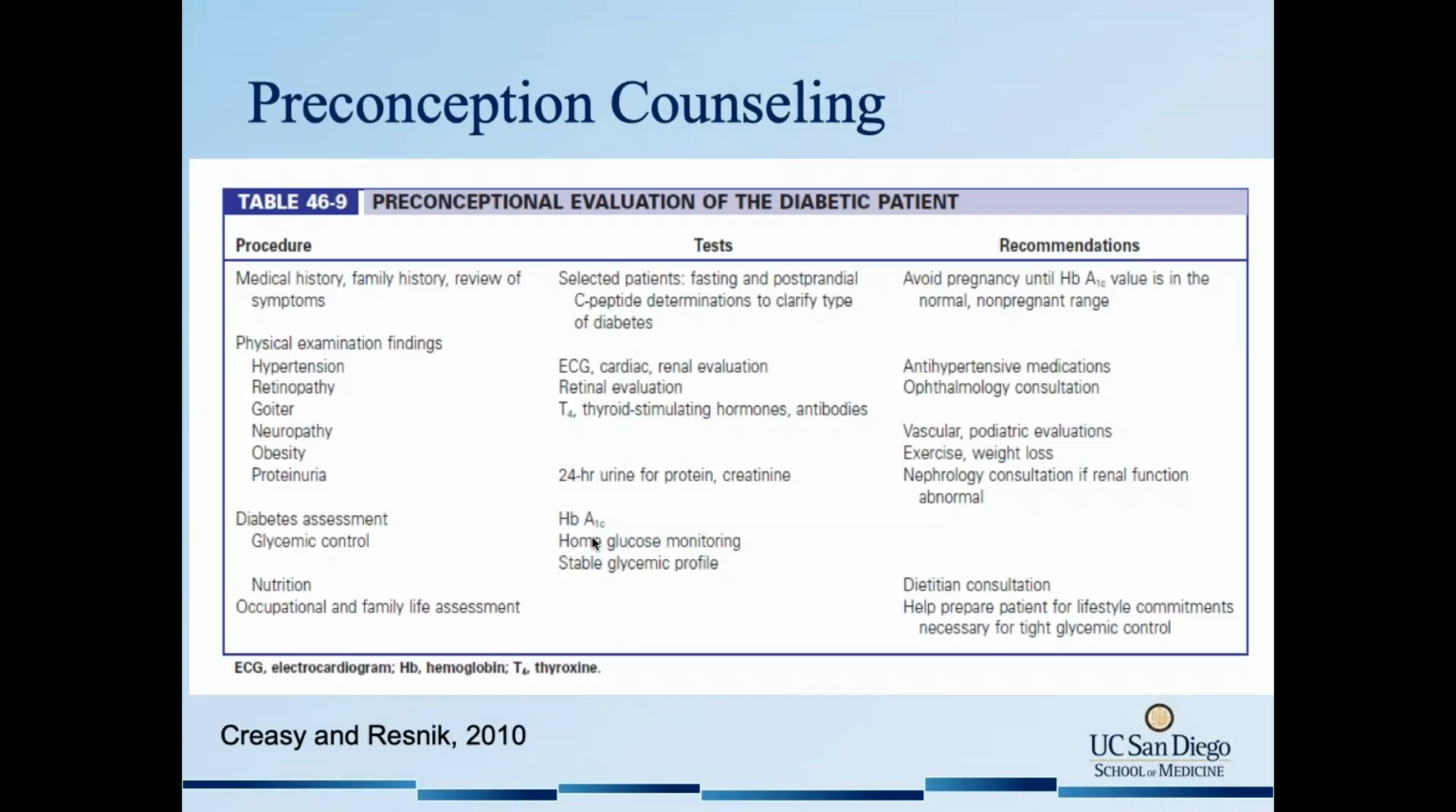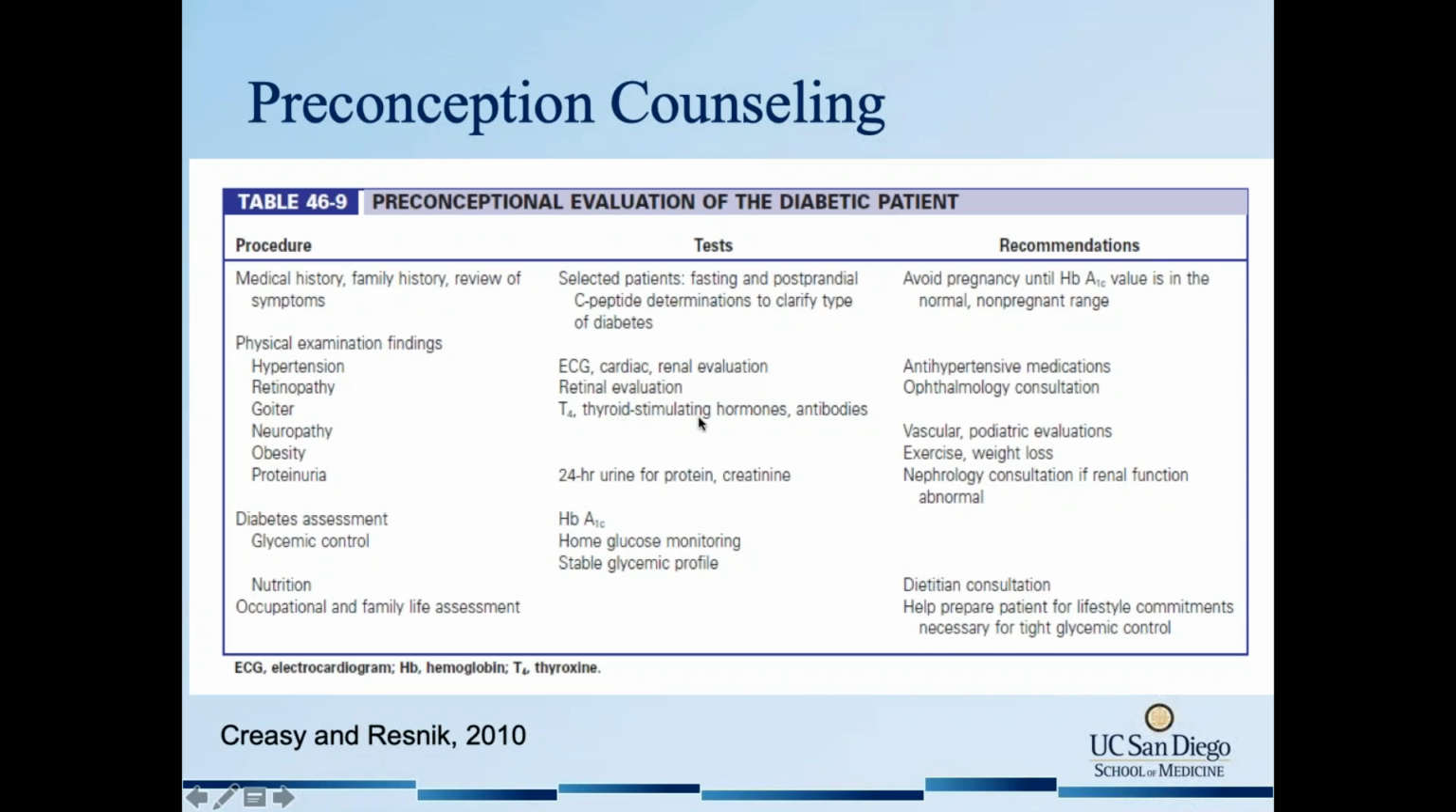Here's an old table from Creasy and Resnik from 2010. They do have an updated table, but I like this table better. In there, it tells you what we do in terms of the preconception evaluation of a patient with diabetes. We obtain a detailed medical and family history. We perform a physical exam, and then we also assess diabetes as well as nutrition, both at home and also their occupation, because that can interfere with their nutrition. As noted earlier, I try to get an EKG, a cardiac and renal evaluation, as well as a retinal evaluation.